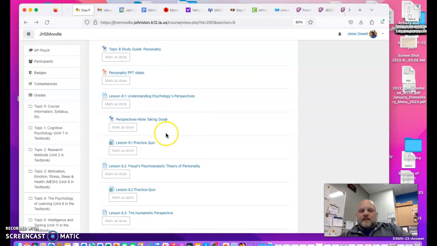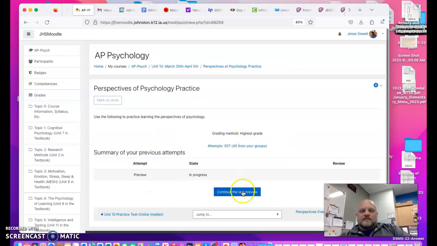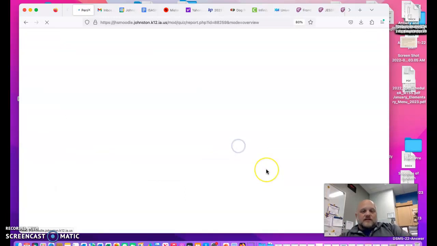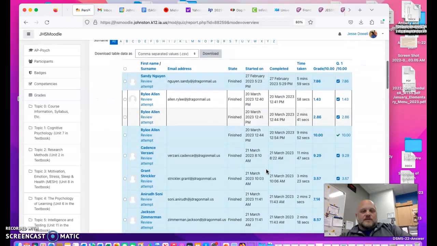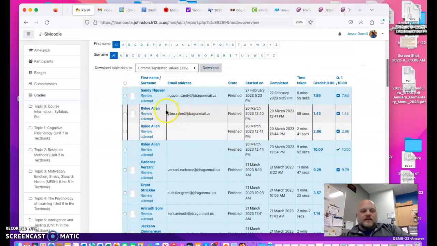And then again, every lesson has a formative quiz. The nice thing about Moodle too is it does a nice job with data, so I can always look and say, hey, who's taken this quiz, and how did they do, and which questions did they miss, and that can inform my instruction as well.